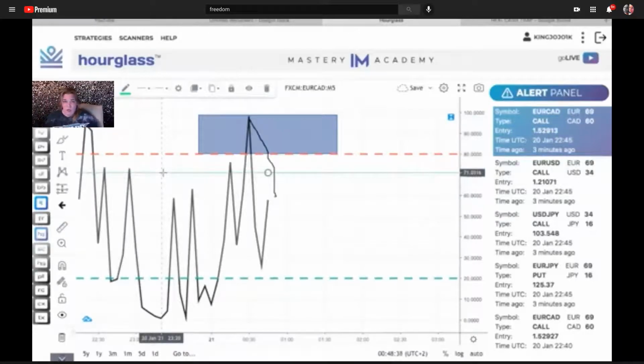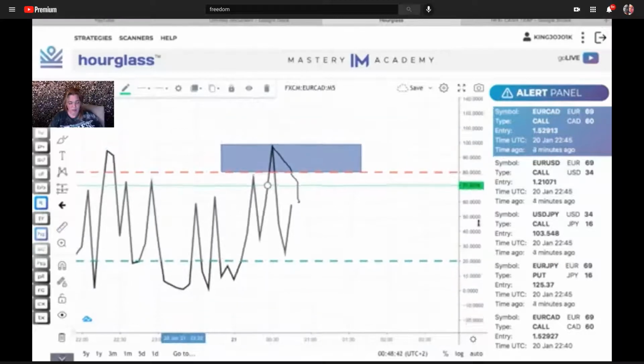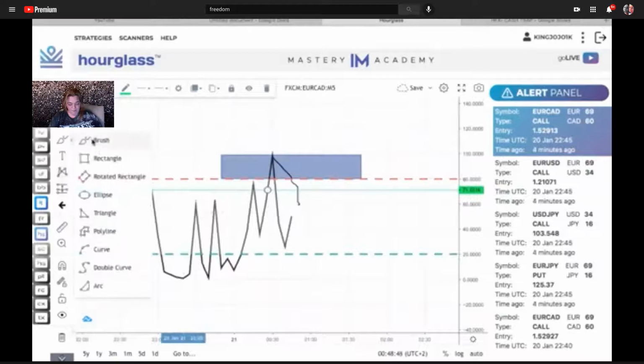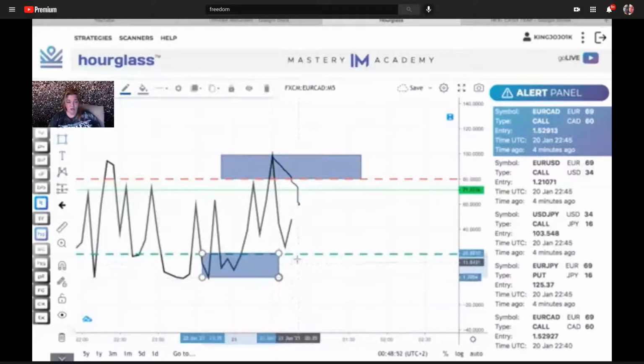Vice versa. I'm gonna go to an oversold market. I know when price is oversold. Why? Because this is my 20. Price is at 8. Cool.